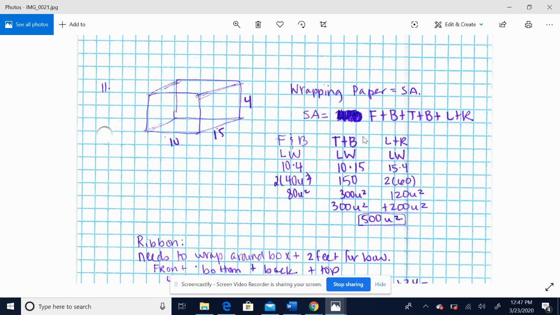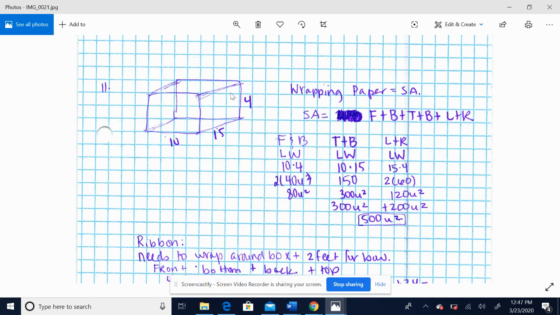So you'll notice here I've calculated surface area by thinking about the front and the back, the top and the bottom, and the left and the right. And whatever amount I got, I doubled that, because the front is going to be 40 units squared, and so is the back. So together I have 80 units squared. The front and the back, I'm looking at this face here, which is a 10 by 4. I've got that on the front and the back.